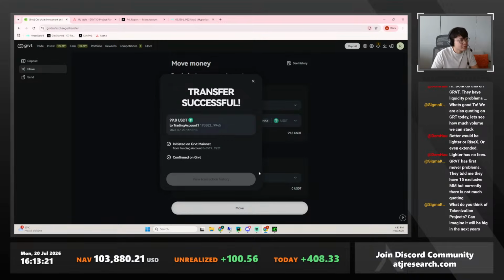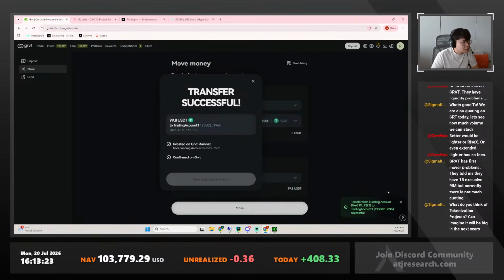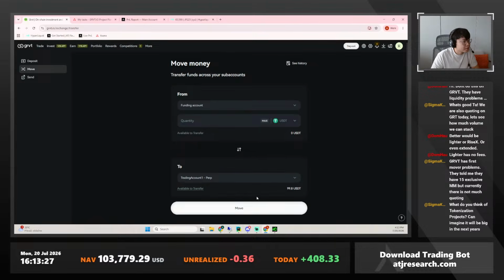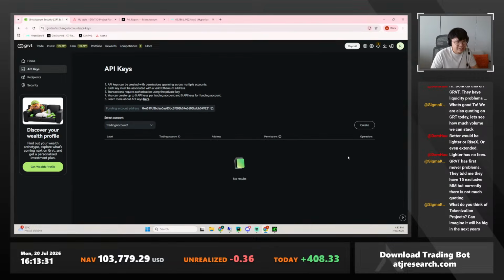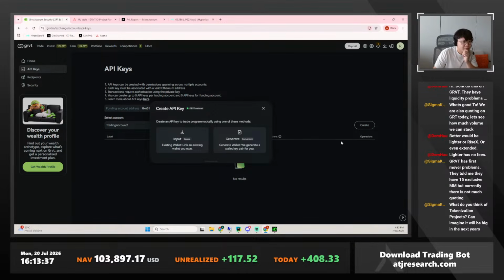So I'm gonna move that, and so complete. So now the money has arrived. And now let's check my API key. So here we are in the API section. Let's create the API key. And here I'm going to click on generate.